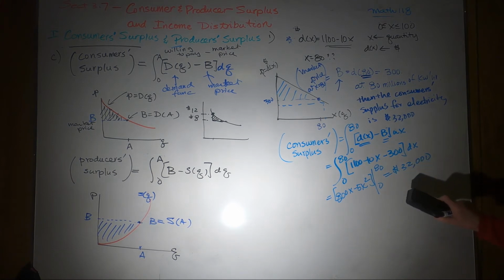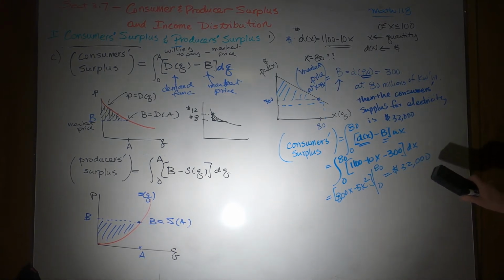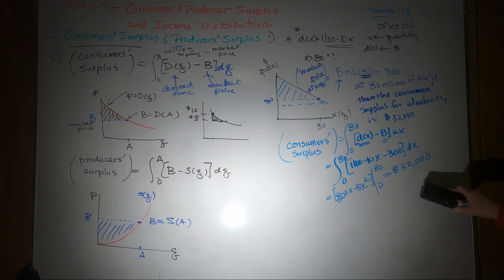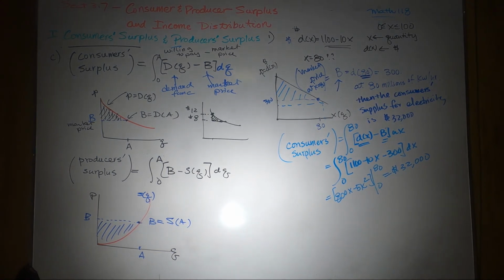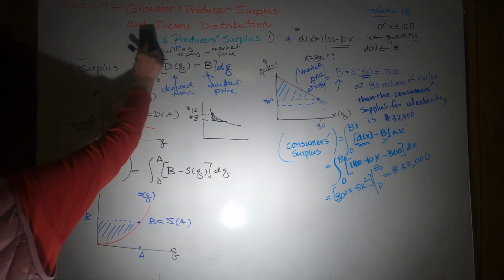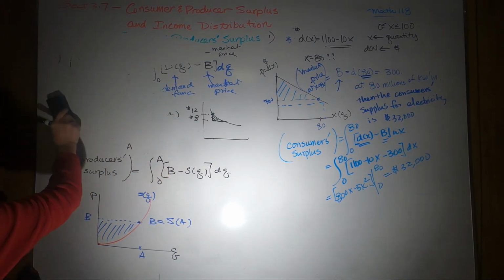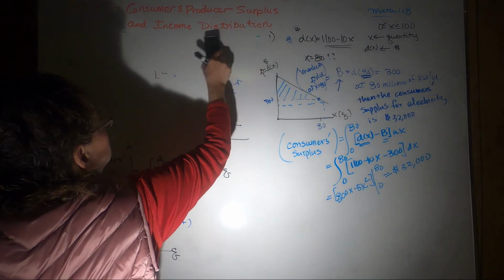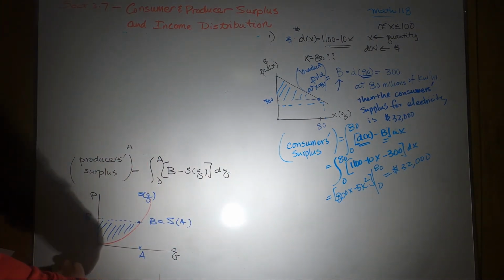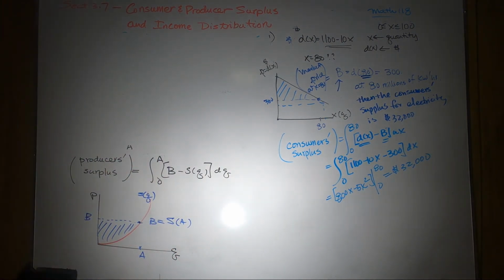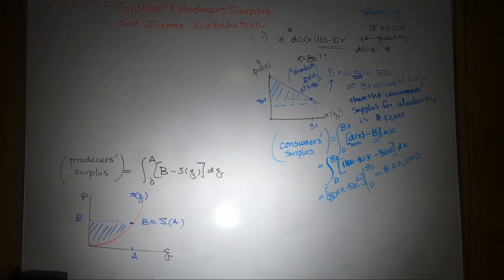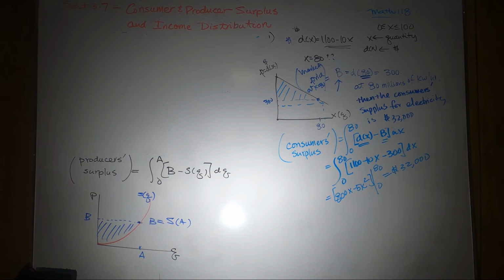Okay, hopefully you can connect how we compute those numbers with your business class. Then let's try some producers' surplus as well. Then use this, right? Let's look at the next example.